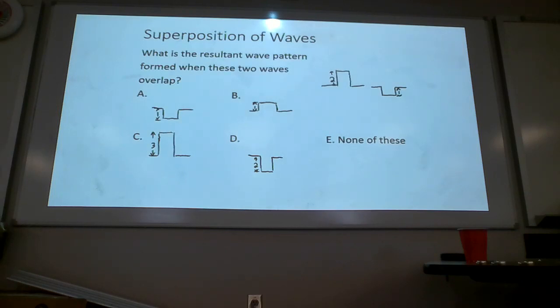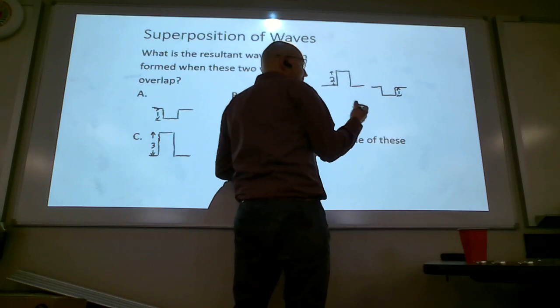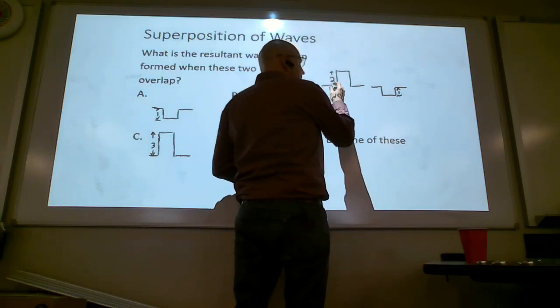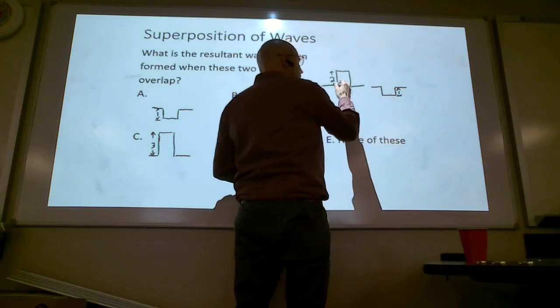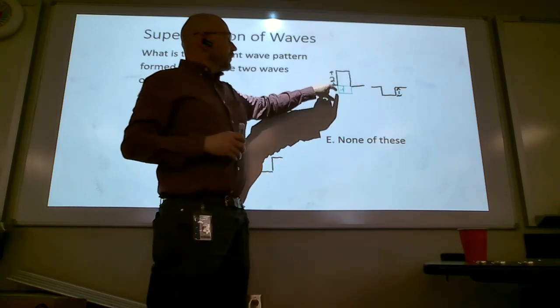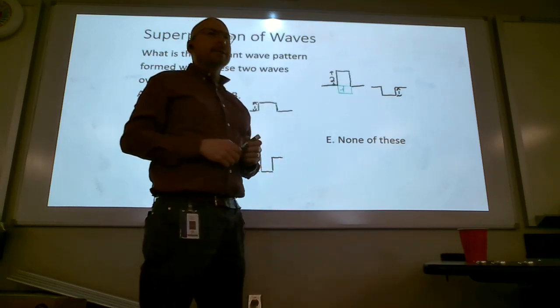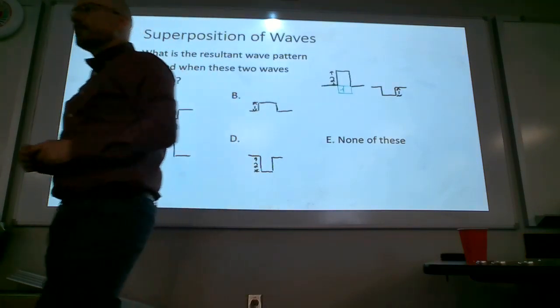Correct answer is B. I like it. Just to be explicit, so you're ready for the next problem, I'm going to draw these overlapping each other. So I've got an amplitude of -1. +2 plus -1 gives me a +1. Good with that?